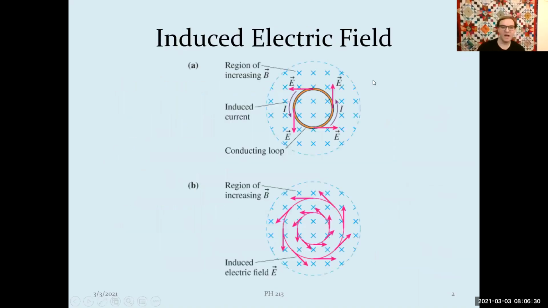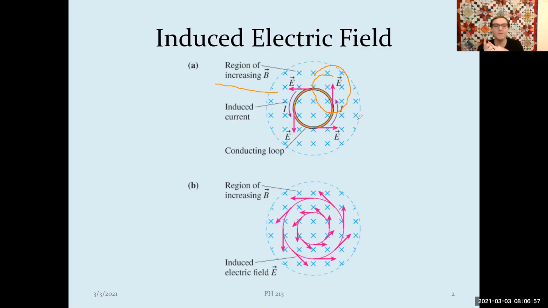I think I've shown this slide to you as well, but I want to reiterate what's going on here from a fundamental perspective. It really is an induced electric field. You can see that there's this region where the magnetic field is increasing, so going from small to large. And then what that does is it creates a little electric field that points kind of curly around this circle.